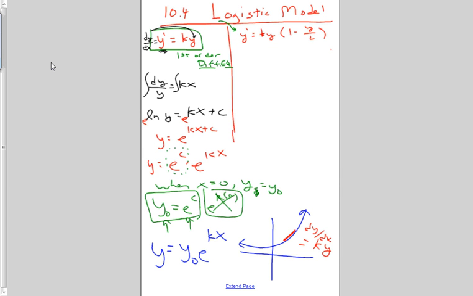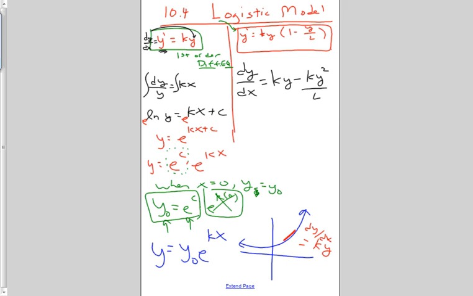So that brings up the need for the logistic model. The logistic model, which is shown here, says that our derivative dy dx depends on ky, and I'm going to expand this, times a y squared over L.